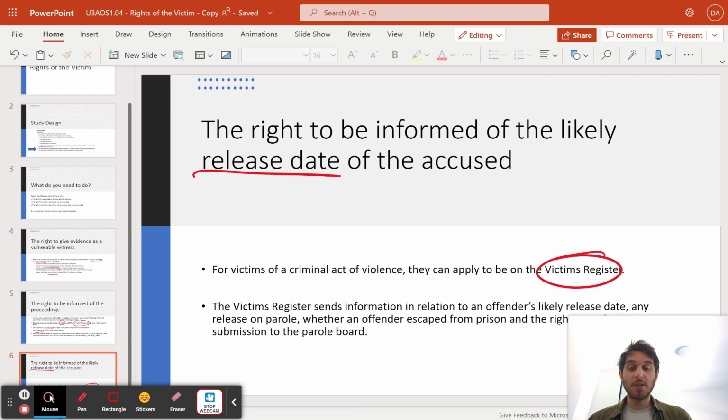And you have the right to make submissions to the parole board about whether this person should be allowed to be released on parole. And again, this right is intended to help victims feel safe. For example, if they know that the offender is about to be released on parole, about to be released from jail, they might want to make arrangements with their life. Perhaps they might want to move to a different place, or make arrangements so as to not have to see that person.